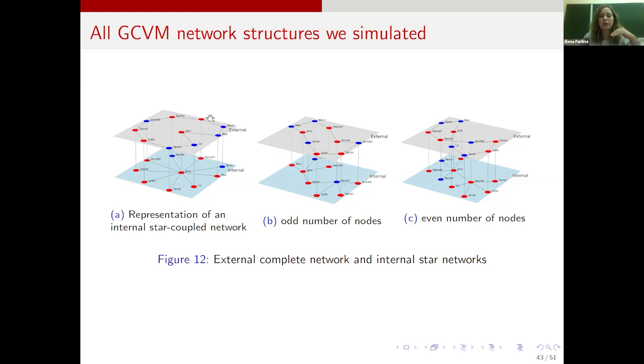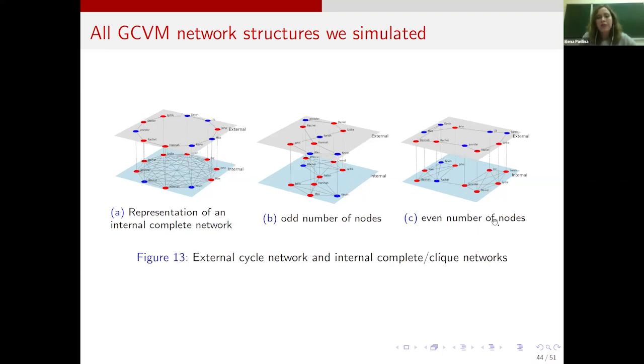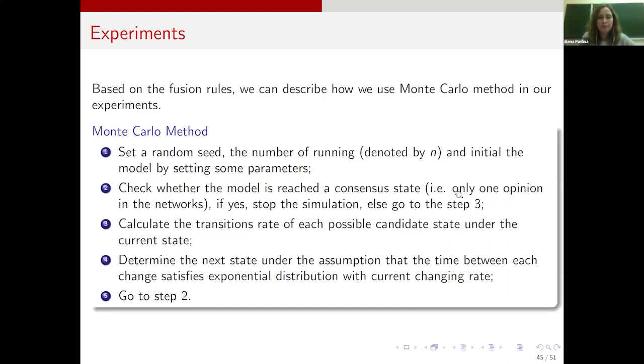Next group: the external structure is a circle, and the internal structure is a star, the same. So classical star, two stars, and again two stars with odd and even number of nodes. The same here, we have the circle external structure, and the internal will be complete and two clique networks.